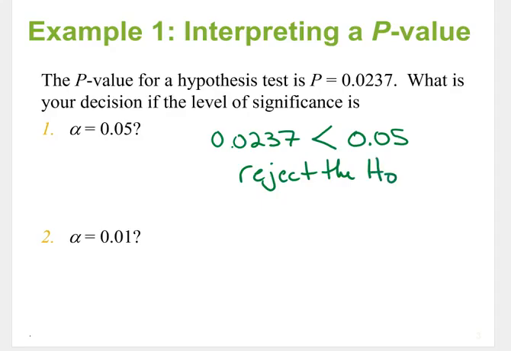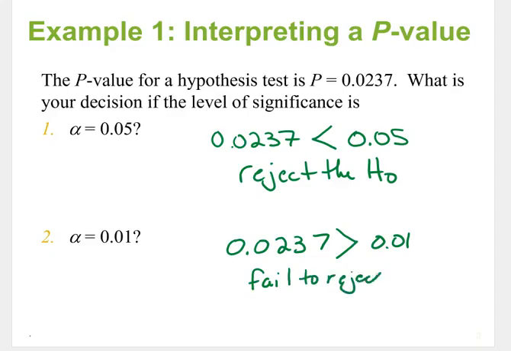Repeat that process with the second one. Look at your p-value, look at your alpha. In this case, the p-value is larger. So since the p-value is larger than alpha, we're going to fail to reject the null. And that's how you will draw your conclusion from the p-value.